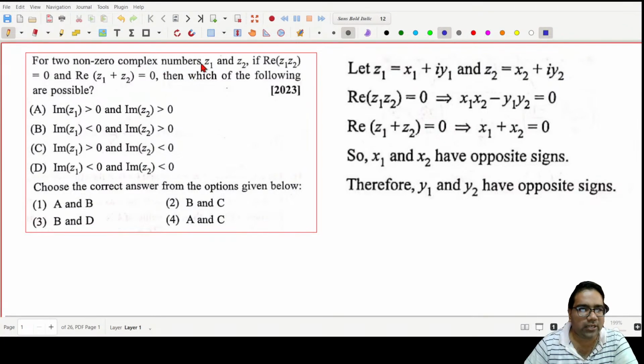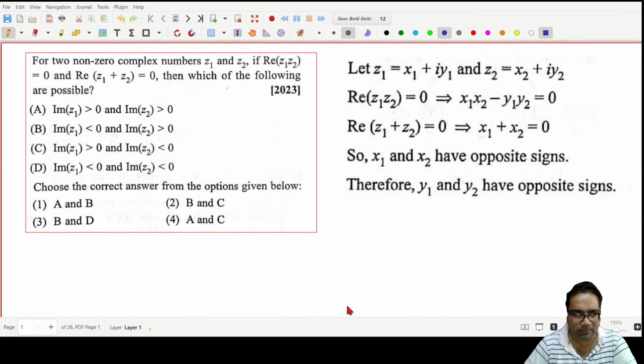Question. Here we are given two complex numbers, Z1 and Z2, right? And the real part of Z1 Z2, the multiplication, is actually 0, and at the same time, the real part of Z1 plus Z2 equals 0. Then which of these are possible? This is the question.